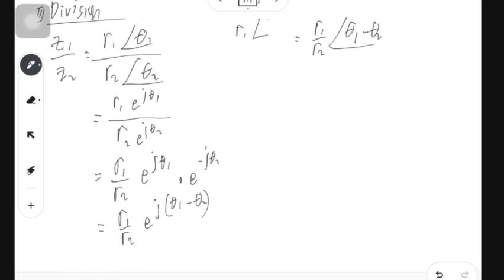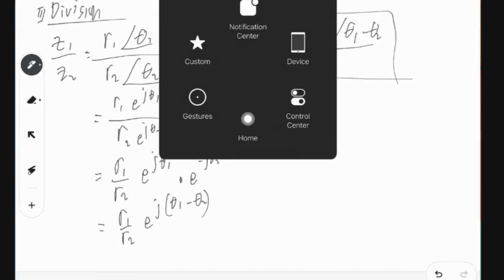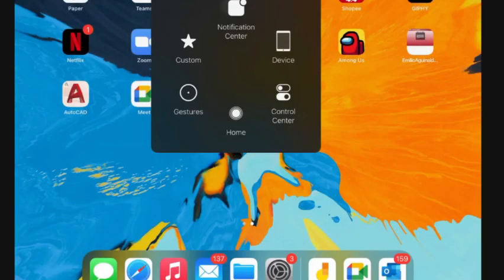This is R1 bar angle of theta 1 divided by R2 bar angle of theta sub 2. Divide the magnitude, then subtract the angle. As simple as that. And we can conclude.